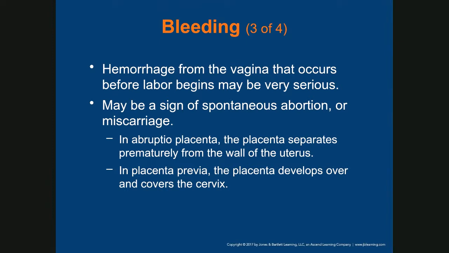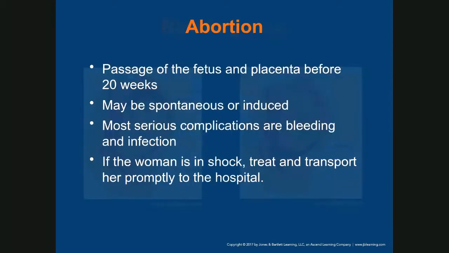In placenta previa, the placenta is at the cervical opening. So it's at the vaginal opening. That's where the placenta is developing. So the passageway for the fetus to come out has been blocked. That's placenta previa, right? So here's a diagram of that.